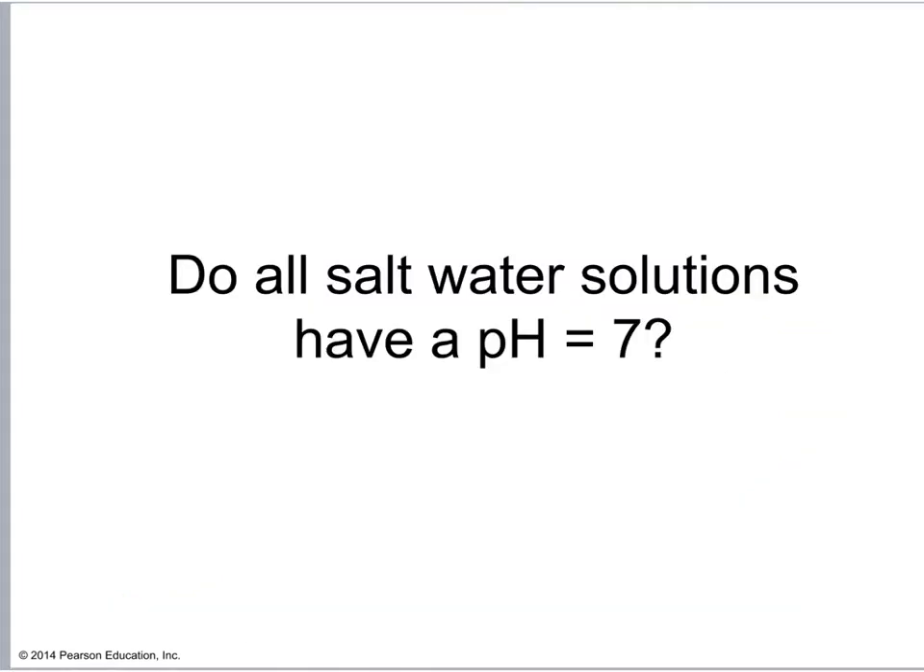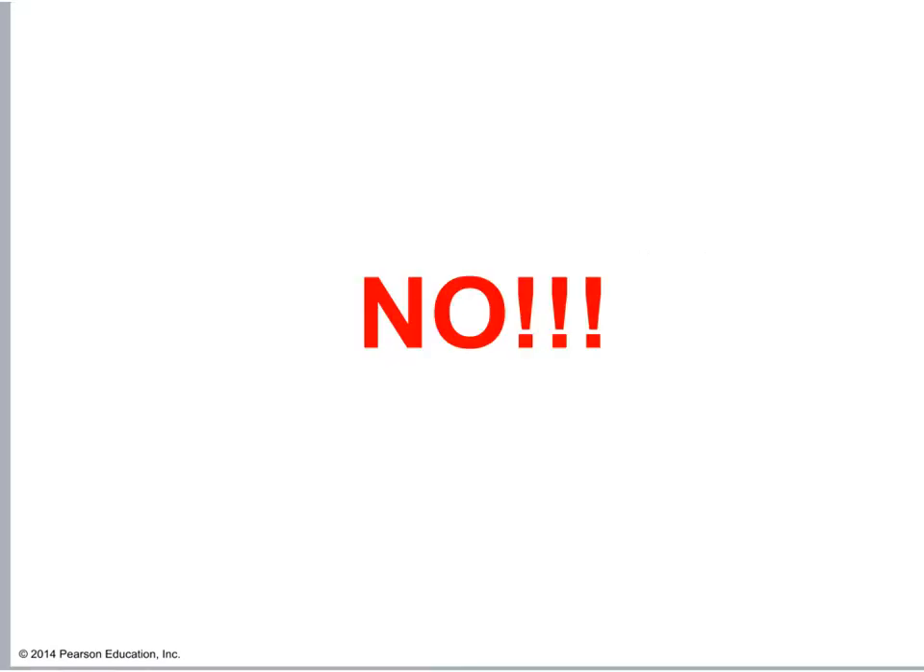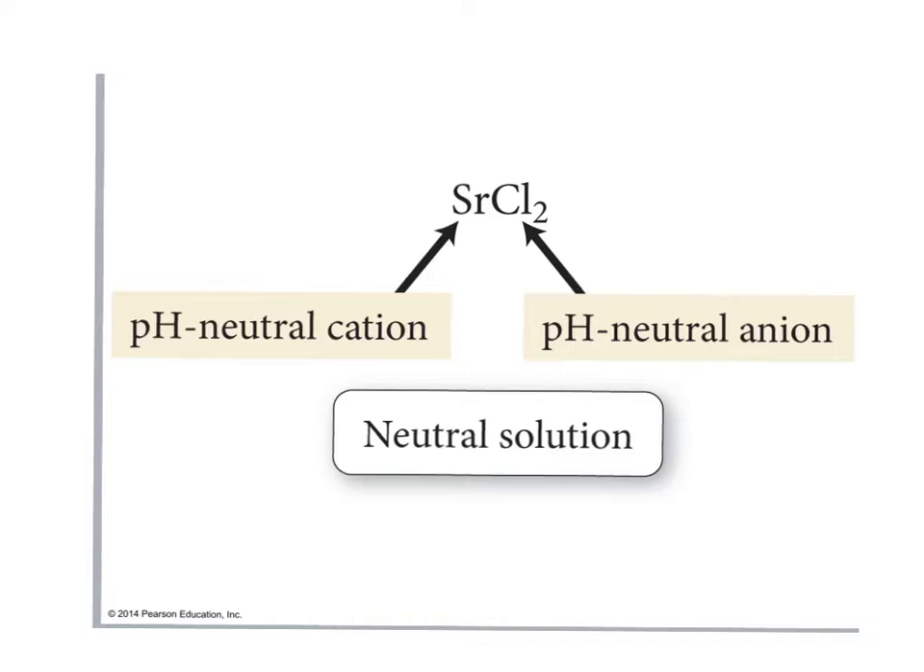So the question of, do saltwater solutions have a pH of 7? And the answer to that is no, right? They're made up of a salt, and so they have a cation and an anion, and oftentimes one of those is going to influence the pH. So a couple of different ways that we can approach this. Let's start off with the neutral solution, right?